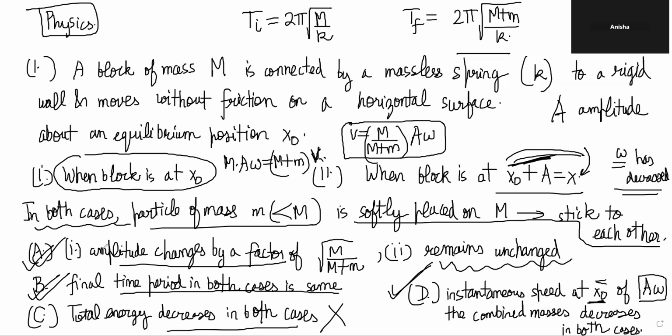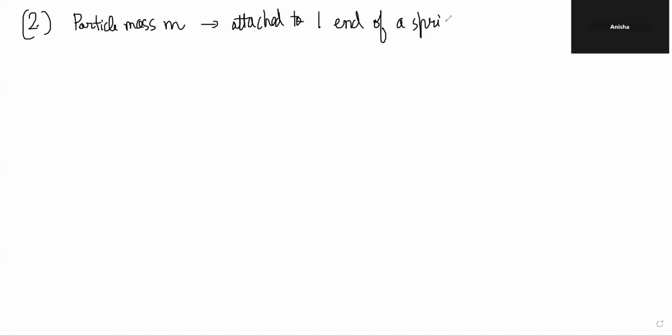Okay. A particle of mass M is attached to one end of a spring with constant K. Again, it is on a frictionless horizontal plane.